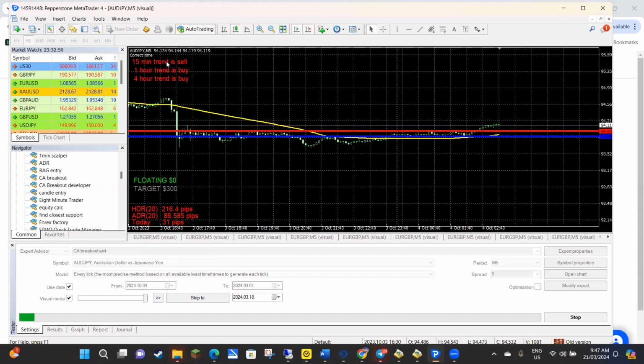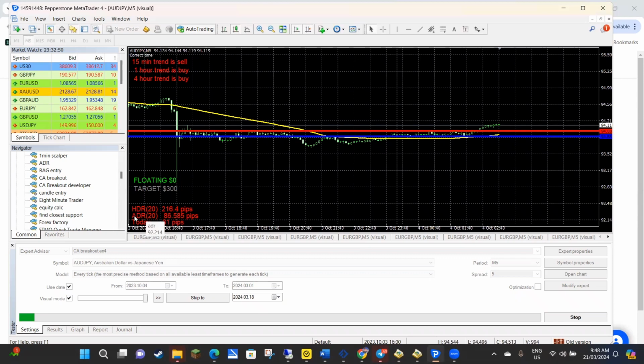So this is our 3 time frame trends showing here. At the moment, the 15-minute trend is a sell, 1 hour is a buy, 4 hours a buy. When these all line up, either all sells or all buys, then this red writing will change to green, just as another little visual indication that they're all lined up.